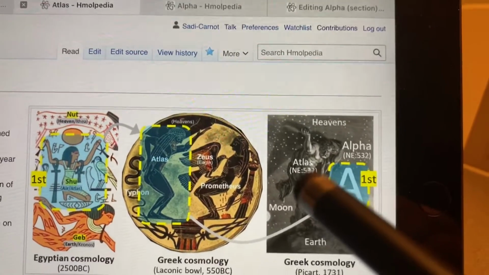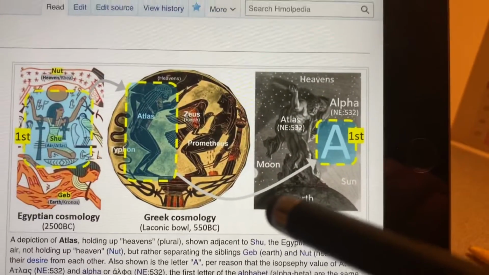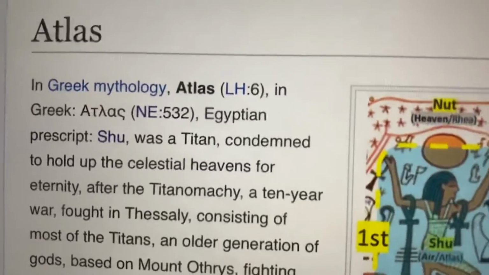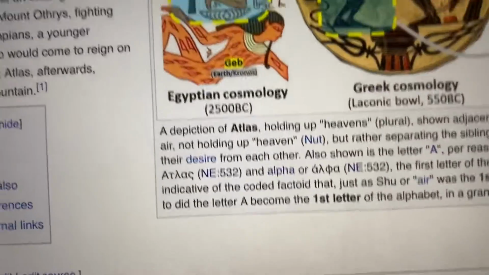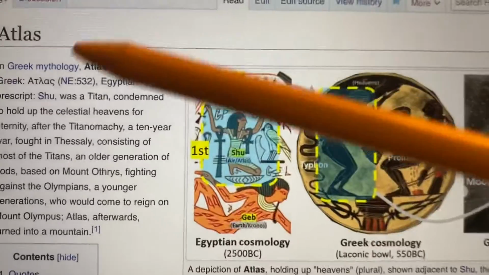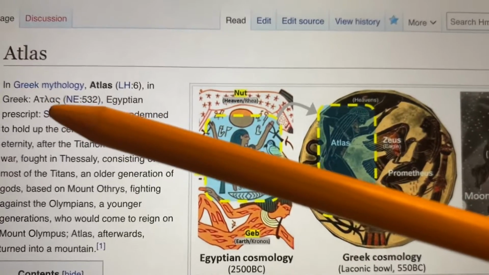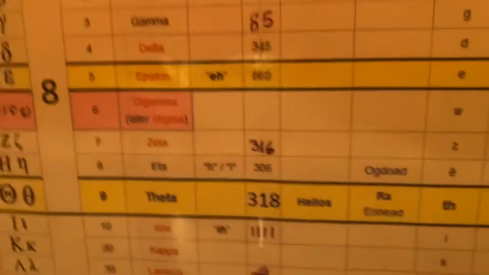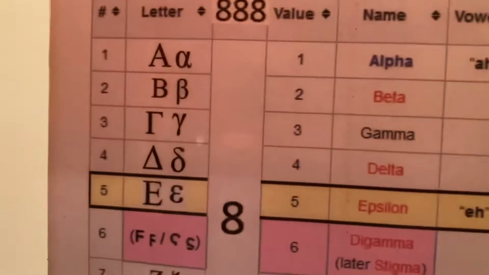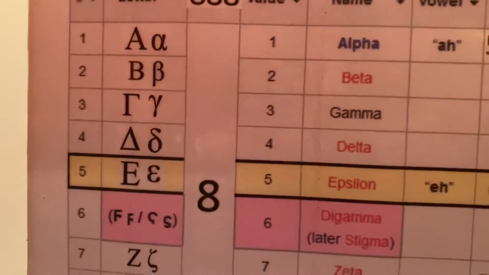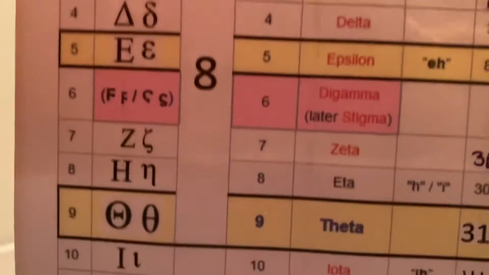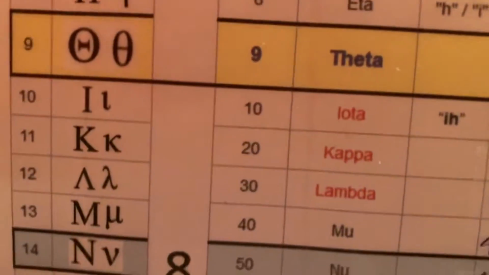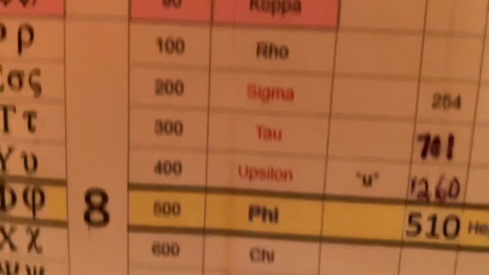And we know this to be true because what's called the isopsephic alphanumeric equivalence of Atlas is, if you add up the letters, alpha tau lambda alpha sigma equals 532. And that's because each letter of the Greek alphabet has a certain value. Alpha equals 1, beta equals 2, gamma equals 3, delta equals 4. And so you can add up or count the value of a word based on each letter.